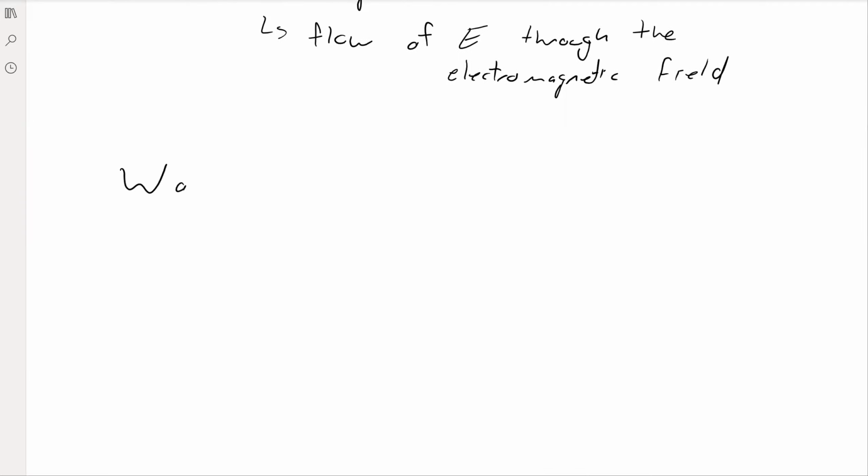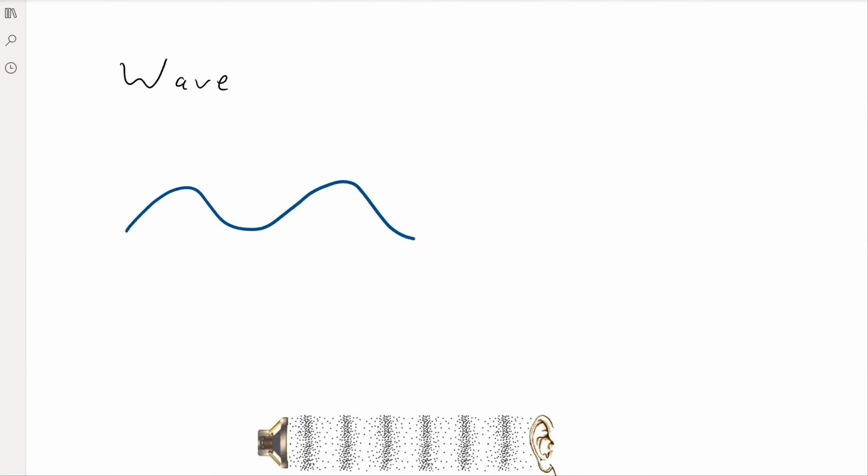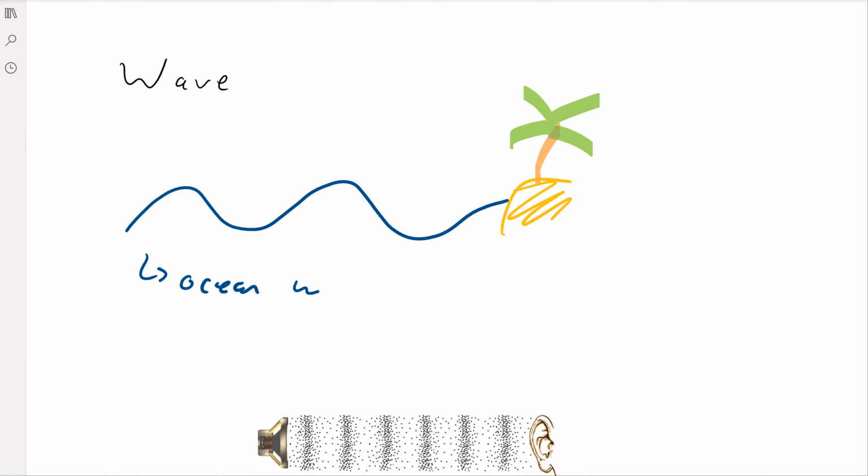So let's think about what a wave is. So let's draw a little ocean wave. There's our little ocean wave. Maybe we've got our little island over here, and then maybe we'll put a little palm tree over here as well. So if we think about the ocean wave, it's energy flowing through water.